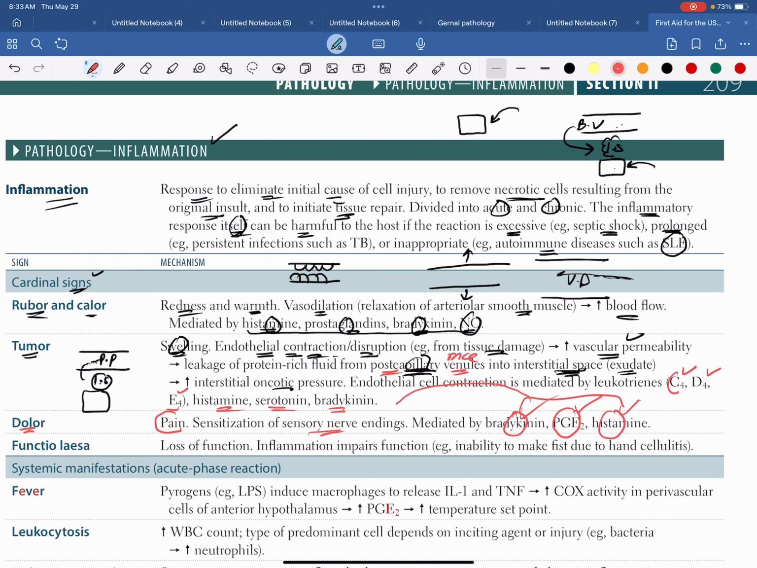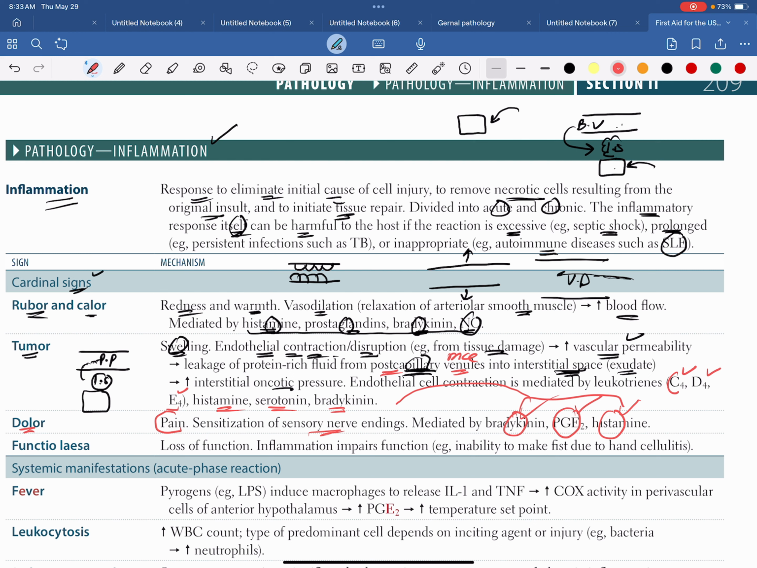So the question which they can ask you in the exam is, what kind of inflammatory mediators produce the pain? You have to keep in mind the names of those inflammatory mediators.